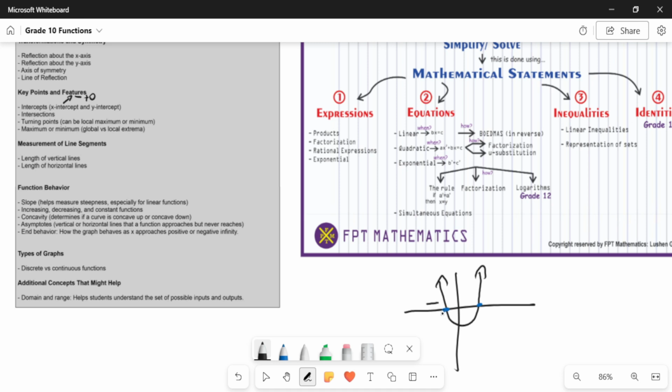Slightly to the left, it is positive. Slightly to the right, it is positive. In between, it is negative. I can do the exact same idea with the sad face.